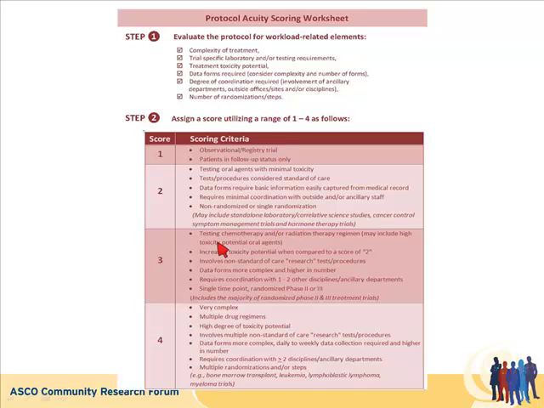3 was a study that was testing chemotherapy and/or radiation, and it could include also the higher toxicity potential oral agents trials. There was increased toxicity potential when compared to a 2. It involved non-standard of care research tests and procedures. Data forms were more complex or higher in number, required more coordination, 1 to 2 other disciplines. And there was a single time point randomized phase 2 or 3. And these, again, were the majority of the phase 2 and 3 trials.